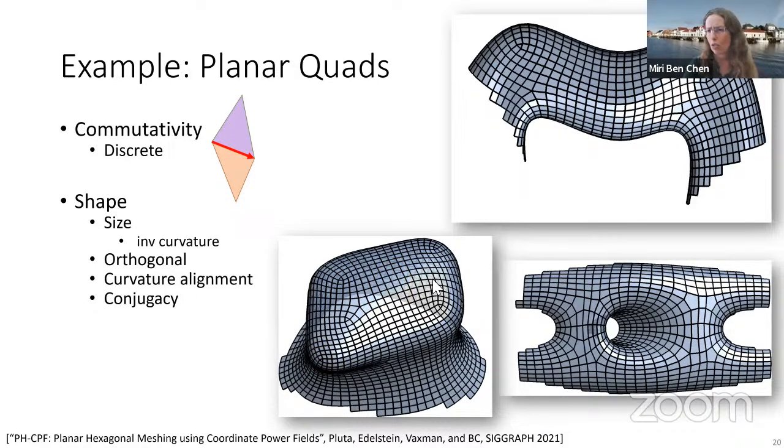You need here also orthogonality, so the two vector fields should be orthogonal in order to get 90 degree angles for the quads. You need alignment with the curvature lines, so the quads kind of follow the curvature of the surface. And this is needed, like I've shown earlier, because if you misalign, then you're not able to place a planar panel, which is not aligned with the curvature. There's this conjugacy constraint, which I mentioned before.